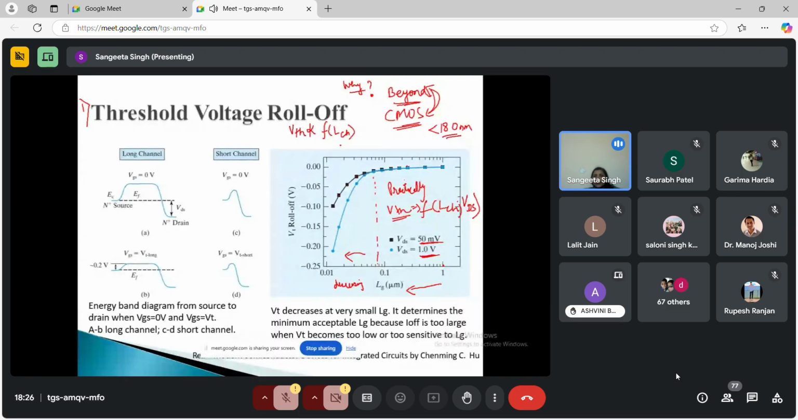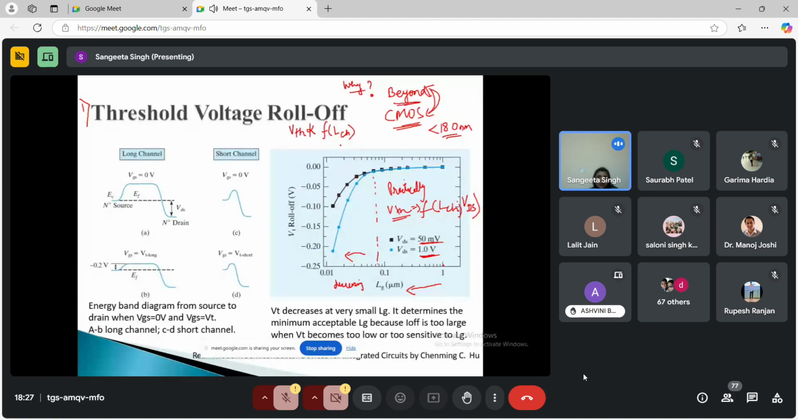Till now, we do not know any physics-based equation which says that your threshold voltage is a function of channel length. But now you are practically observing that your threshold voltage is reducing with decrease in channel length, and this threshold voltage reduction is directly proportional to the applied VDS. If you are applying a higher VDS, then your threshold voltage is lowering at a higher pace. So this is the practically observed thing. But why is it happening? What is the physics behind it? Let me explain.